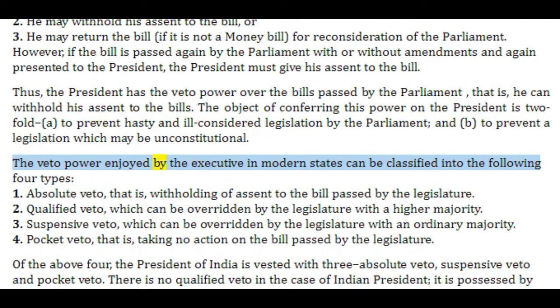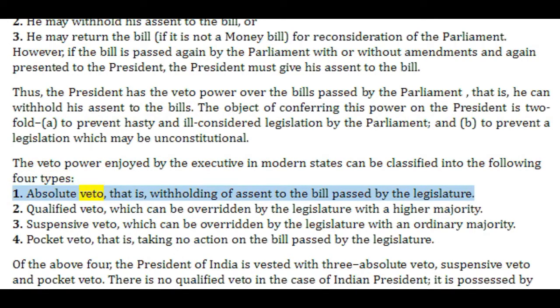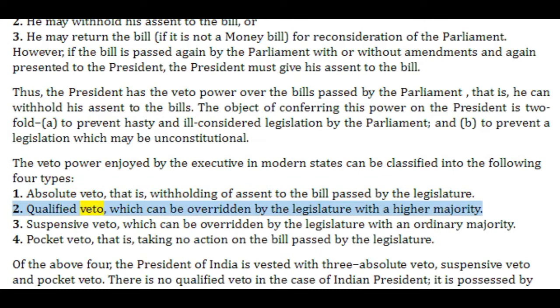The veto power enjoyed by the executive in modern states can be classified into the following four types. 1. Absolute veto, that is, withholding of assent to the bill passed by the legislature. 2. Qualified veto, which can be overridden by the legislature with a higher majority. 3. Suspensive veto, which can be overridden by the legislature with an ordinary majority. 4. Pocket veto, that is, taking no action on the bill passed by the legislature.